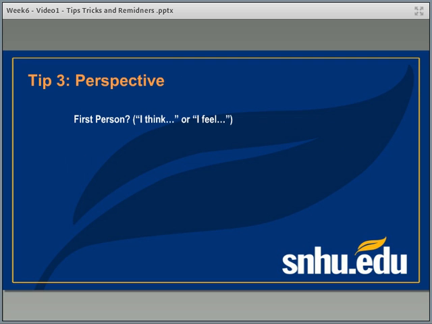Perspective, when I say perspective here, this has to do with the first person, using I think, or I feel.